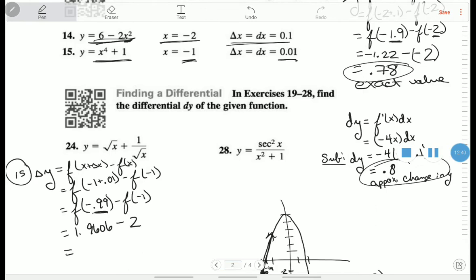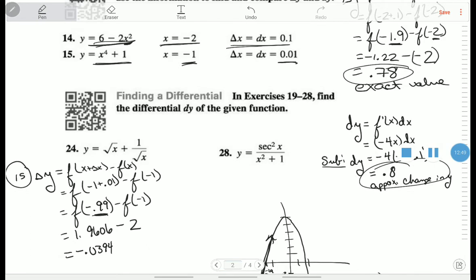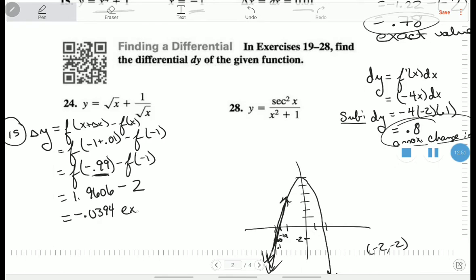So our change will be -0.0394. Notice that change moved in a negative direction instead of in a positive direction like the other one. So this is the exact change.